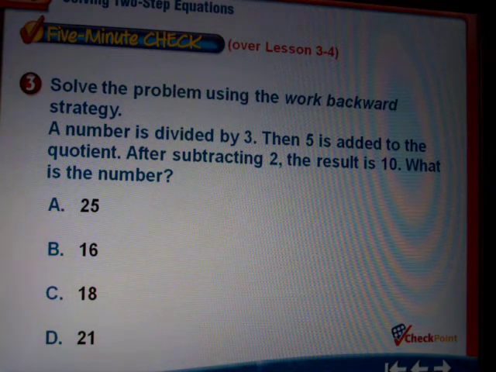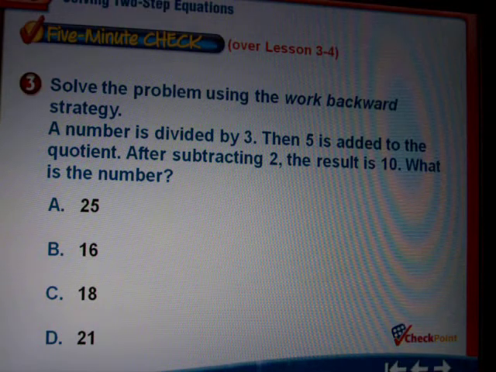Alright, now solve this problem using the work backwards strategy. A number is divided by 3. Then 5 is added to the quotient. After subtracting 2, the result is 10. What is the number? Is the number A, 25, B, 16, C, 18, or D, 21?